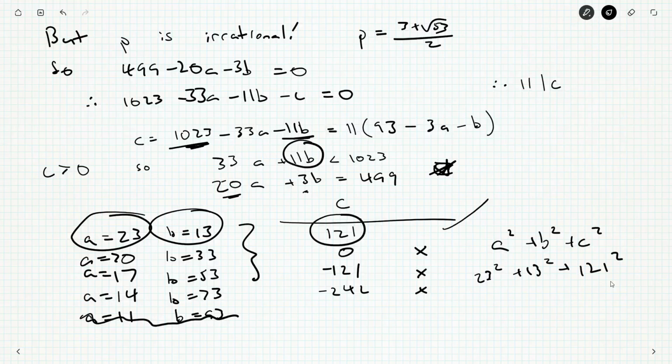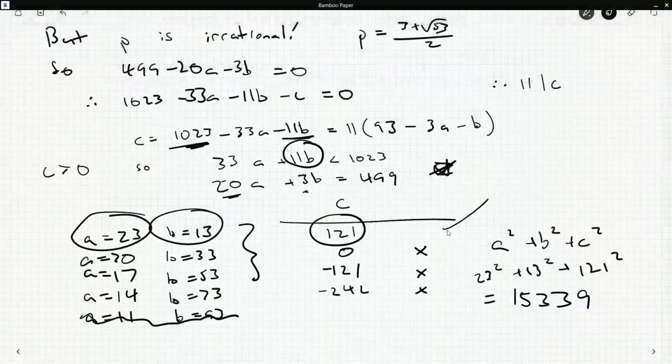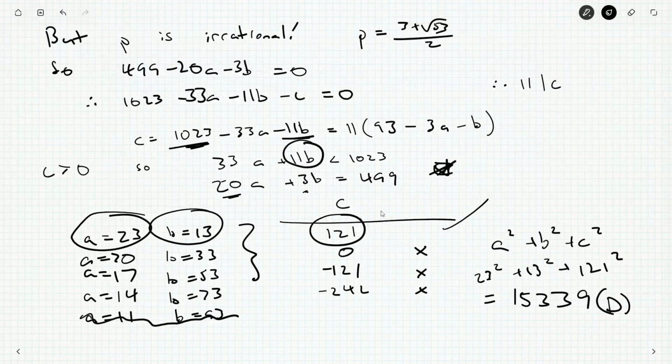So 13 squared. And then 121 squared. So I'm getting an answer of 15,339. Is that one of the possibilities? Yes, D. Okay. So D is our answer. We did happen to work out the a, b, and c immediately.